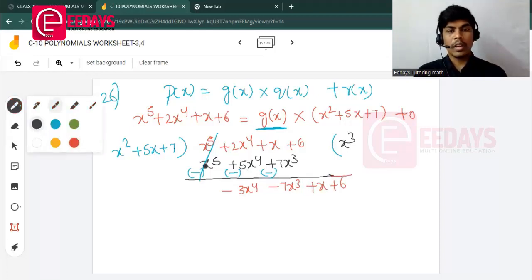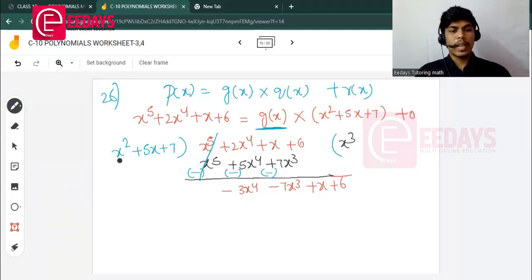Okay. Now we need to eliminate 3x power 4. Then which number should we multiply? x square, if you multiply with minus 3x square, we are getting minus 3x power 4. 5x into 3x square, 5 into 3, 15, x into x square, x cube. 7 into 3, minus 21, x square is there. Okay, let us do the subtraction.